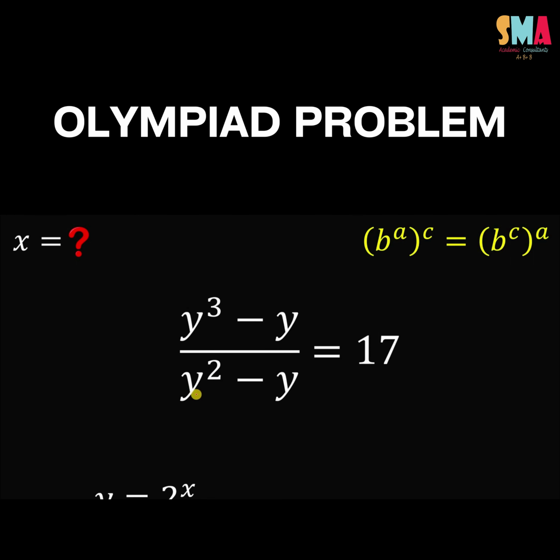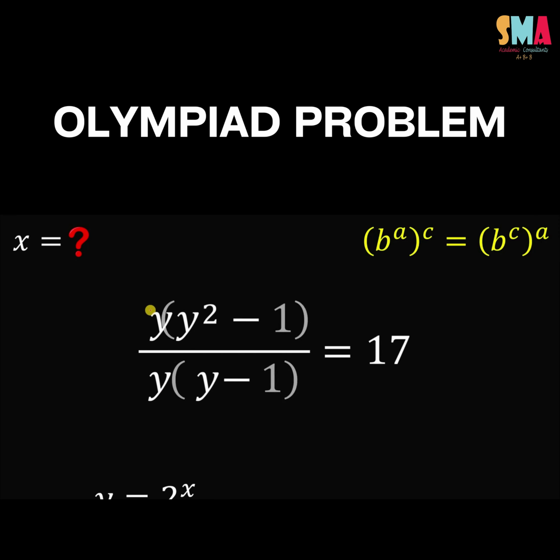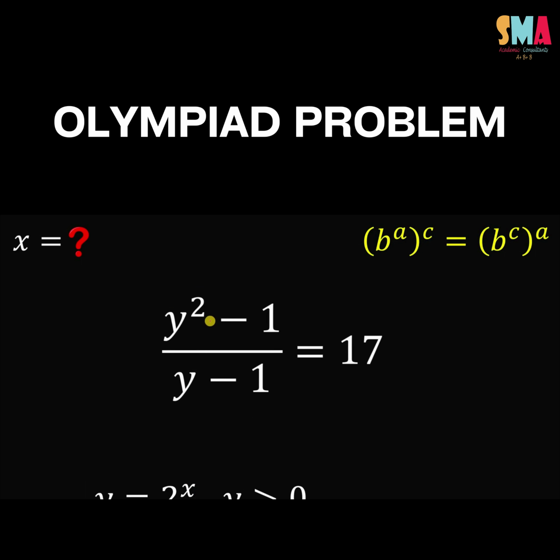Now, on the numerator and the denominator, we can factor out a factor of y, like this. So the numerator becomes y multiplied by y squared minus 1, and the denominator becomes y multiplied by y minus 1. Alright. Now, as you can see, we can cancel out the variable y. The reason, because y equals 2 raised to the power of x, and we know for sure that y must be greater than 0, because 2 raised to x is an exponential function. Now, we can cancel out y because we know y is not equal to 0.